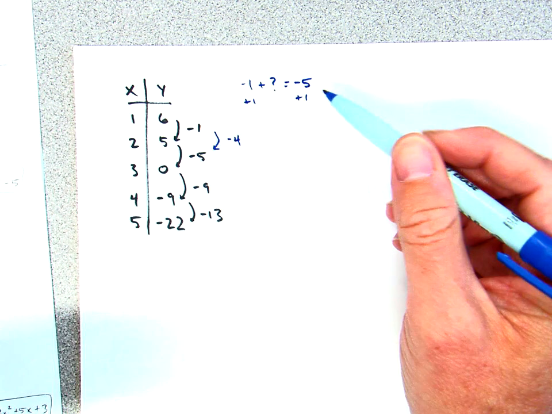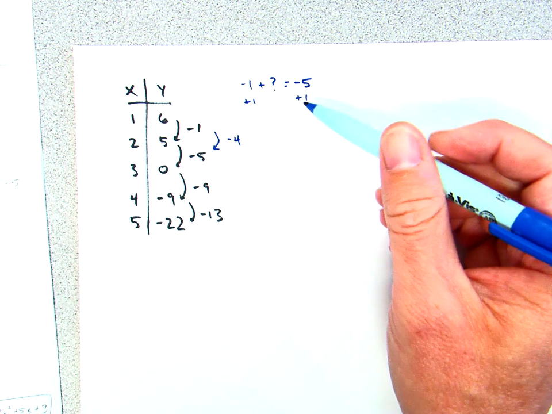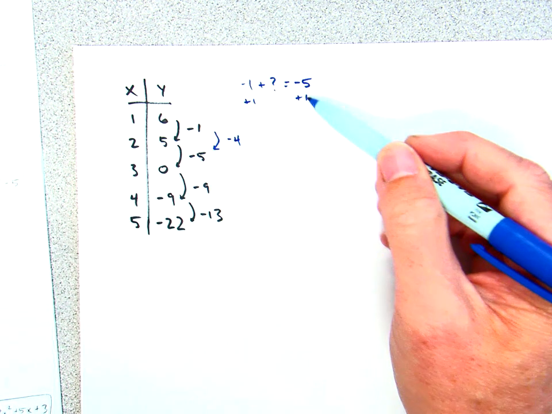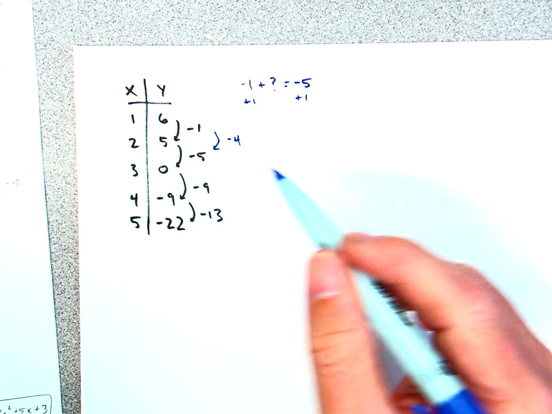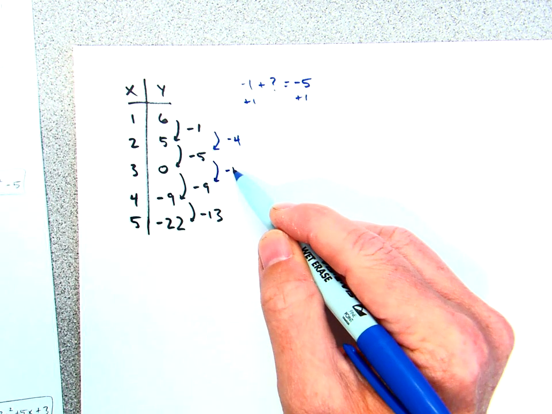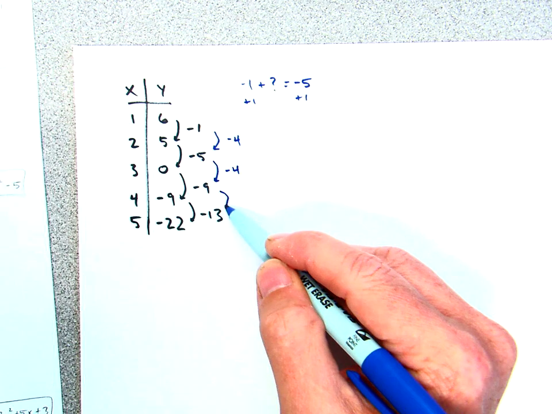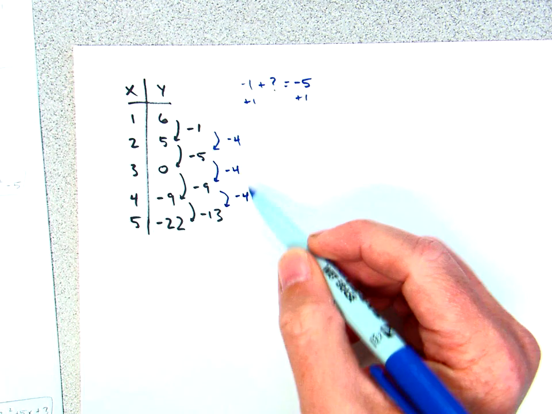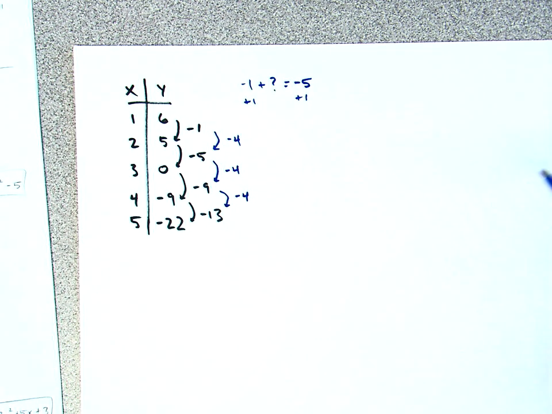Don't just assume and quickly go through it. If you need to write this out to get these values that are supposed to match up, so be it. Negative 5, I can subtract 4 again. Negative 9, I can subtract 4 again. So we can see that it's quadratic, right?